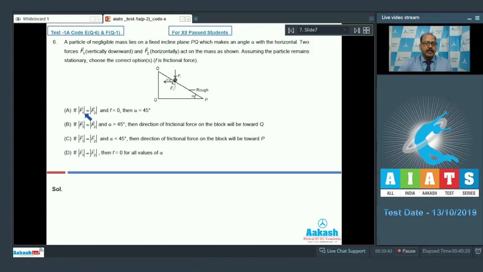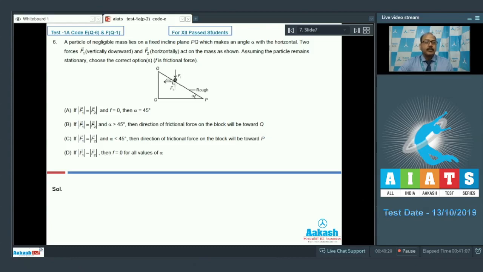Option A says if mod F1 equals mod F2 and small f equals 0, then alpha is 45 degree. Option B is also about the frictional force. Option B says if mod F1 equals mod F2 and alpha is greater than 45 degree, then direction of frictional force on the block will be toward Q. Option C says if mod F1 equals mod F2 and alpha is less than 45 degree, then direction of frictional force on the block will be toward P. And option D says if mod F1 equals mod F2, then F equals 0 for all values of alpha.